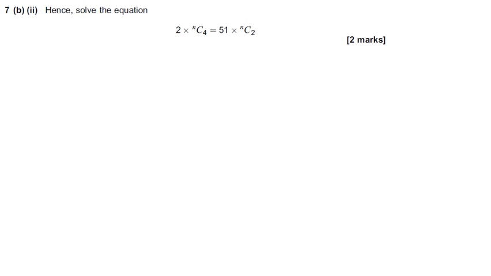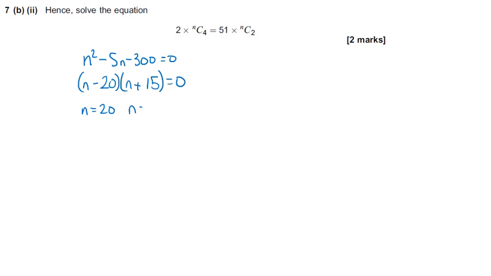And hence solve the equation. So just solving that quadratic, so I'll just write that down again here. So we just need to solve this, and by inspection we can see that two factors that multiply to give minus 300 and add to give minus 5 are minus 20 and plus 15. So either n is 20 or n is minus 15, but we know that n has to be greater than 0, so n equals 20 is the only solution.